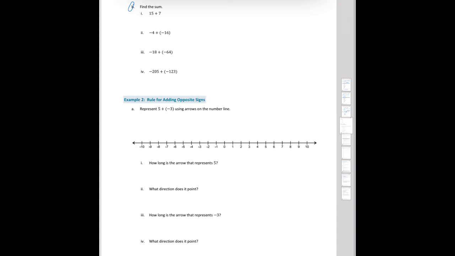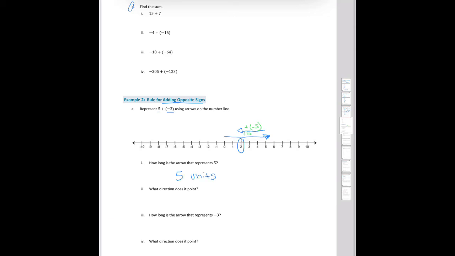Now I'm going to show you the rules for adding opposite signs. We just added the same signs. Now we're going to add opposite signs, representing it the same way. We have 5, and that's positive, so it's going to go 5 to the right. I like to represent that with the arrows and then the sum. Now I'm adding negative 3, and remember from the last problem that if we're adding a negative, we're moving to the left. So we move to the left 3 units because it's a negative number, and I get 2.